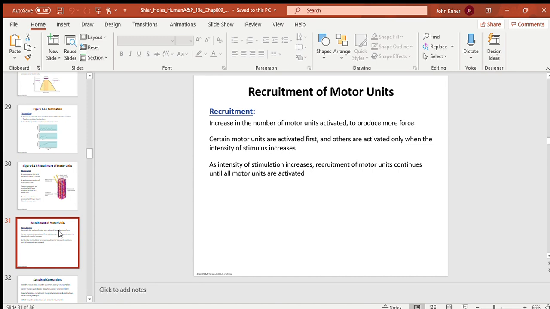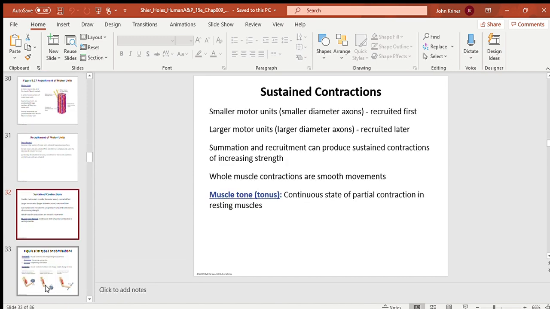Now, what is recruitment? When you contract a muscle, if other muscles then jump in and also contract to help it, that's recruiting. You're recruiting other muscles to help with a particular movement. You have different types of motor units. Some are small, and when I say small, it is by diameter. The axon is small. The small ones are the first to be recruited, and then the larger motor units come in second.